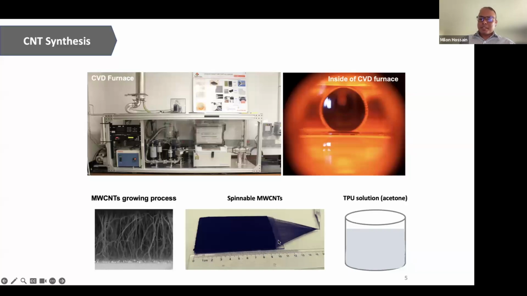At the same time, these carbon nanotubes are pretty fragile. So we used a thermoplastic polyurethane solution dissolved in acetone to stabilize them so that we can handle them. Otherwise, if you directly touch this carbon nanotube, it breaks. But when you use a 1% thermoplastic polyurethane solution, you can touch it and process it very easily.